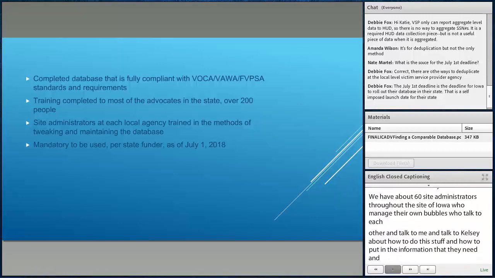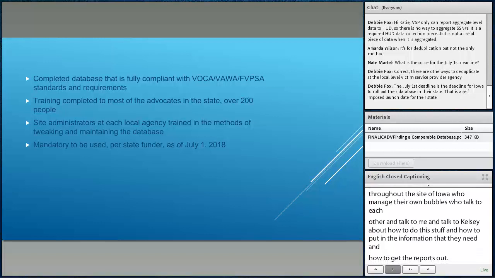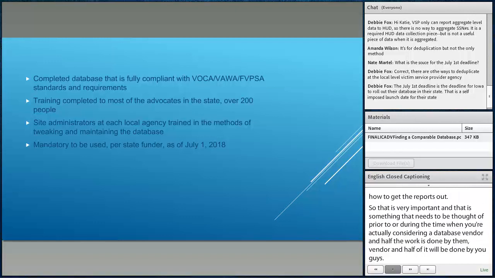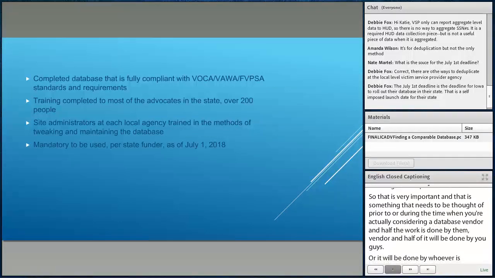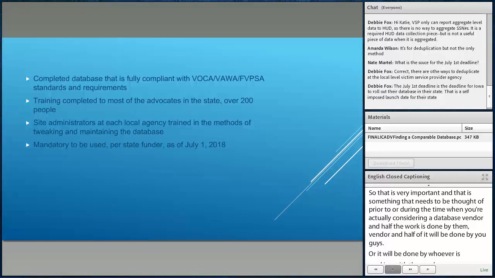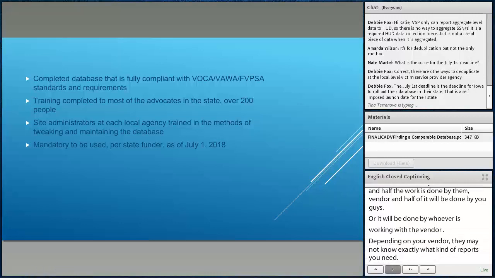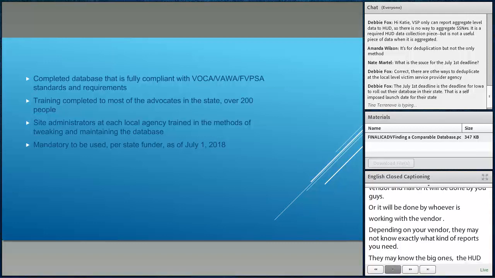Because again, half the work's done by the vendor, half the work is going to be done by you guys or whoever is working with the vendor. Depending on your vendor, they may not know exactly what kind of reports you need. They may know the big ones, the HUD reports, the VAWA reports, SAMHSA, what have you. But in our case, ours was state funded, so there's many state reports that need to be included in the system. Having the ability for a local agency to be able to run their own reports is very critical.